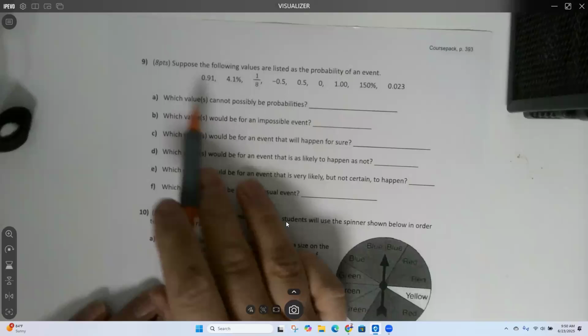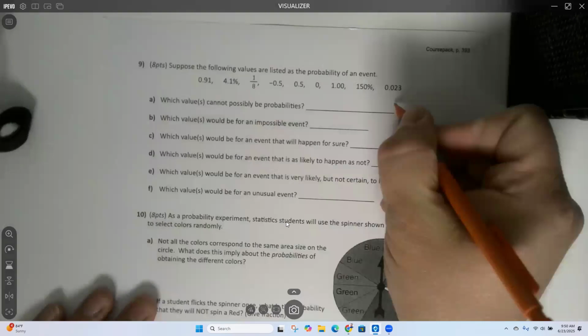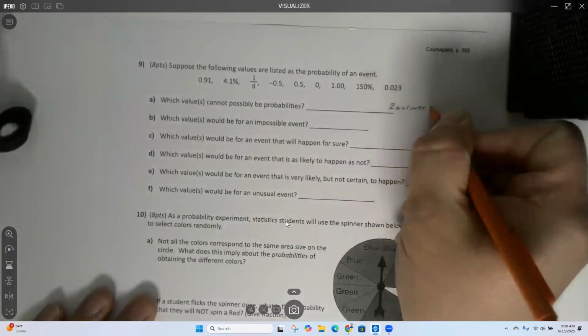Suppose the following values are listed. Which of these values can I make two? There's two answers for part A, so make sure you write both of them. Okay.